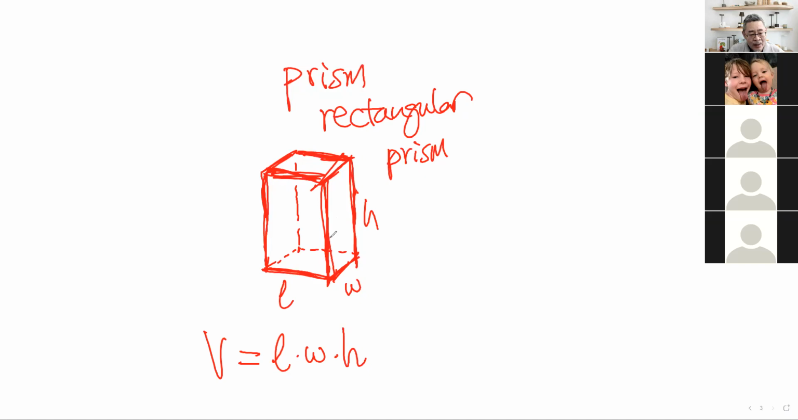And now we can have different kinds of prisms. This is called a rectangular prism. Then we could have something, like if the bottom is a triangle.